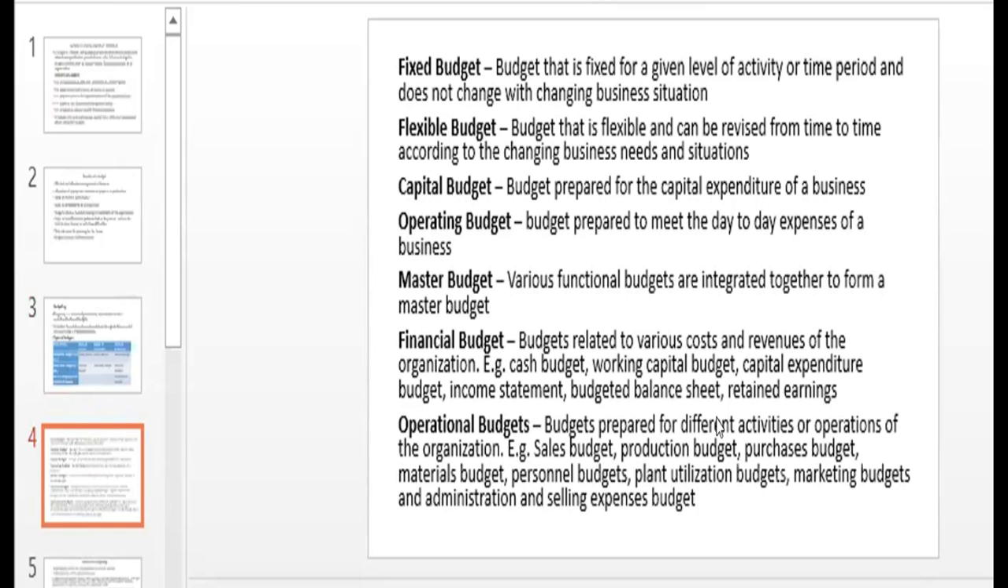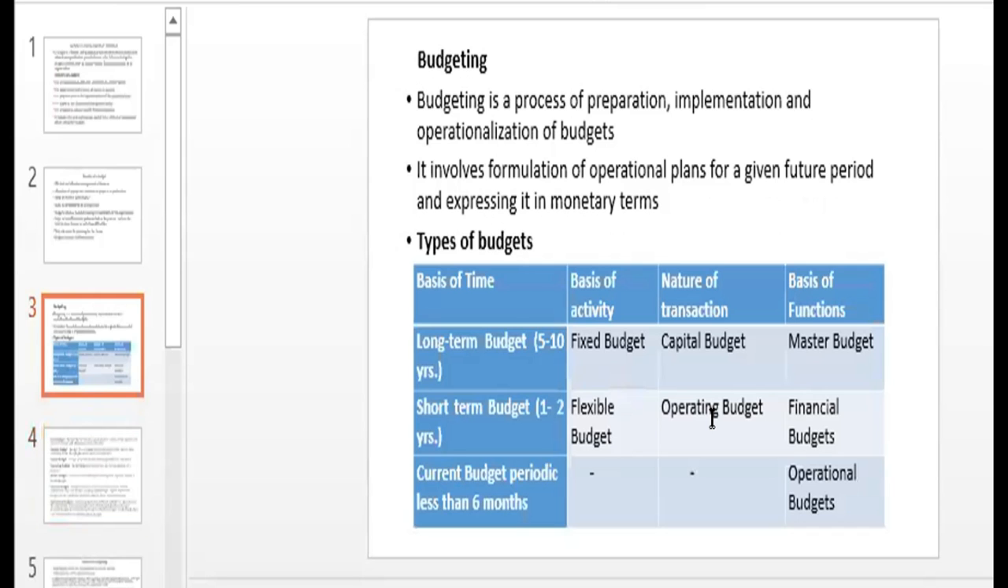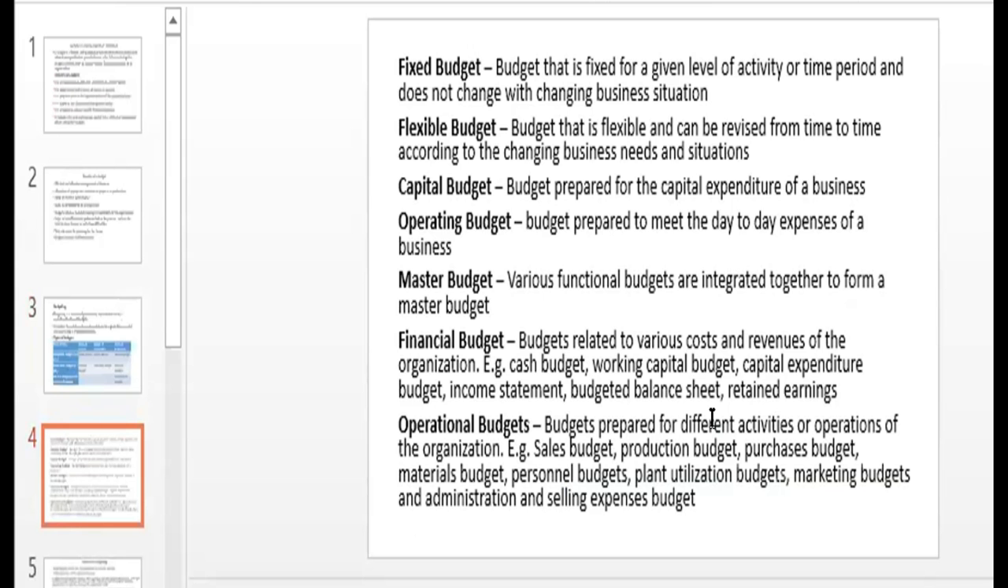So this fixed budget and then this 1 year budget are flexible. So you can see the capital budgets or the long-term budgets are not flexible. We cannot adjust them to meet our day-to-day needs and the situations that we are encountering. All right. Then we have capital budget.